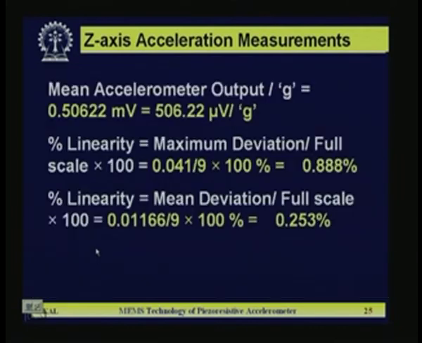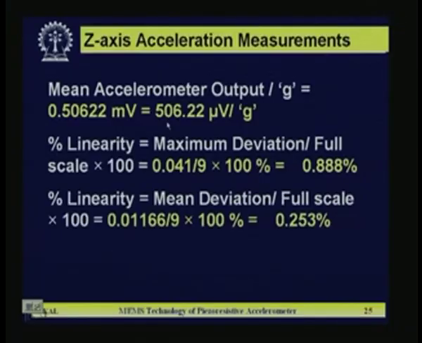The output voltage we are getting is nearly 500 microvolt per g. The mean acceleration output we got is 506.22 microvolt per g. Percent linearity has been calculated, and if you use the maximum deviation, we get 0.88%. If we use the mean deviation, the linearity is 0.253%. The linearity allowed in design is less than 1%, and we got the targeted value. It is well below 1%, and the output is 506.